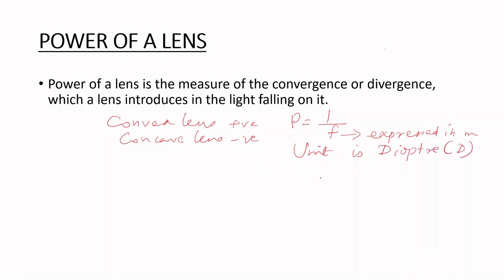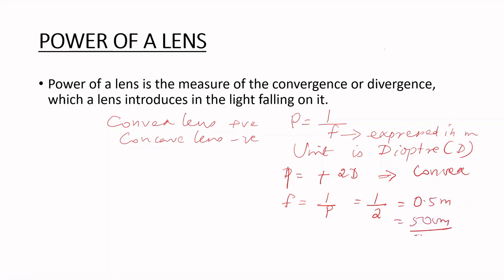So, if for example we are getting plus 2 diopters as the power of a lens, from the sign you can understand that this lens is a convex lens. Sometimes you will be asked to find the focal length. So focal length is 1 by P, that is 1 by 2, that is 0.5 meters. So it will be 50 centimeters.